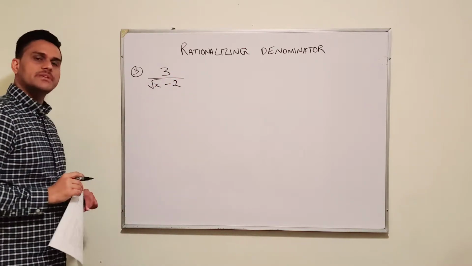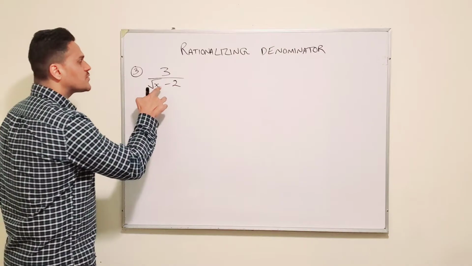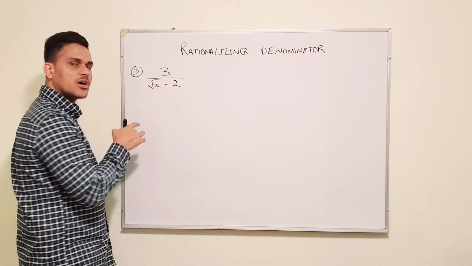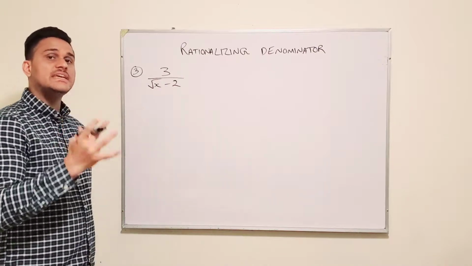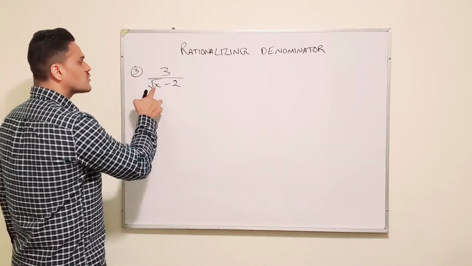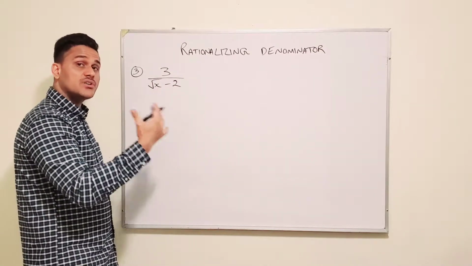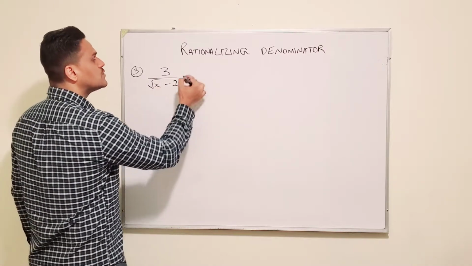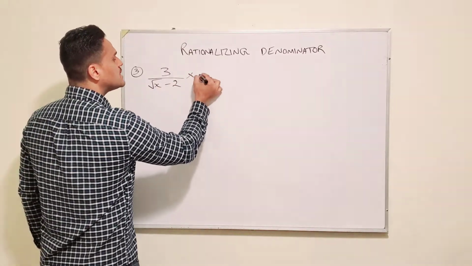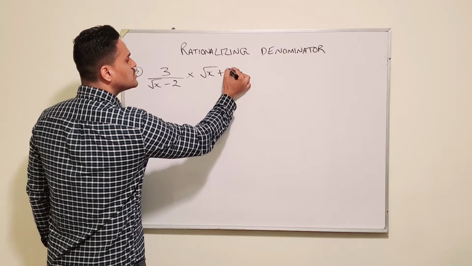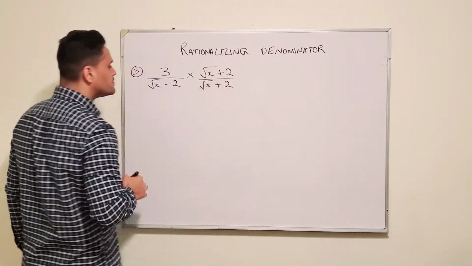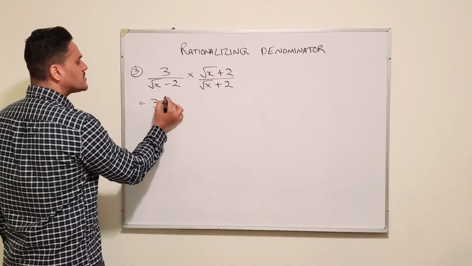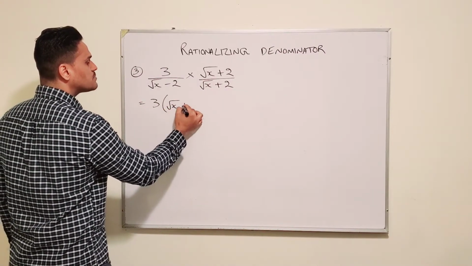Now guys, this is a bit different than the previous 2 examples because we have a plus or a minus at the bottom. Anytime you see a square root with a plus or a minus, we need to do the conjugate. Now we have square root of x minus 2. Its conjugate is going to be square root of x plus 2. So we're going to times it by its conjugate, which is square root of x plus 2, and divided by its conjugate, which is square root of x plus 2. Now the top is just going to be 3 times square root of x plus 2.